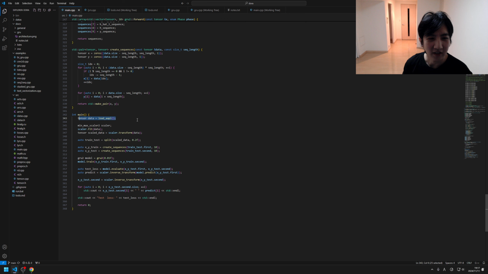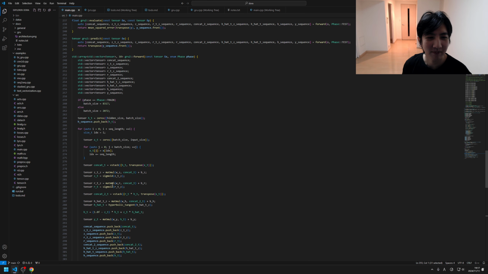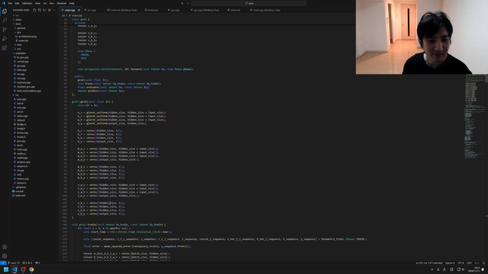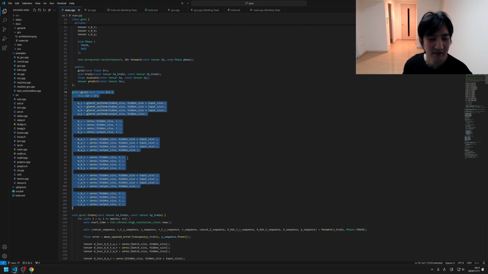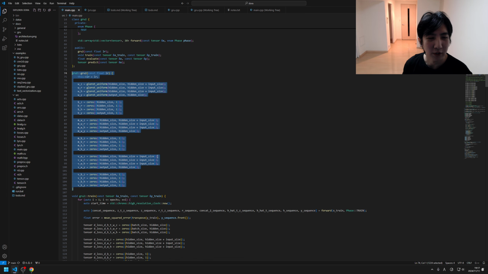Same as before, I use the Apple stock price data set. I do normalization, splitting into train and test, and create sequences, and I call the GRU class, which initializes the parameters used for the model.